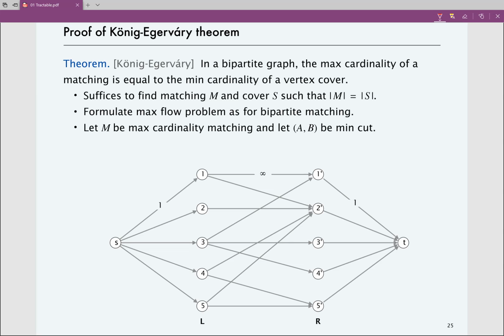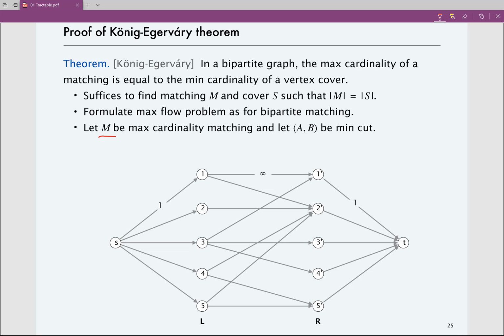Now let M be the size of the maximum matching. We also know from the max flow min cut theorem that the value of the max flow is equal to the value of the min cut. So suppose we let (A, B) be a min cut. A is a set of nodes which includes the source node, and B is a set of nodes which includes the sink node. Then (A, B) is a cut which has the same size as the max flow. We can do all of that using the max flow algorithms.